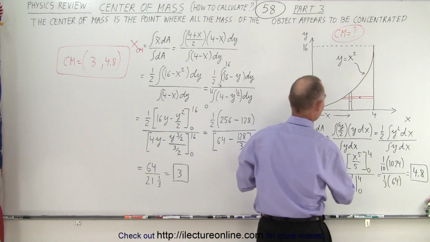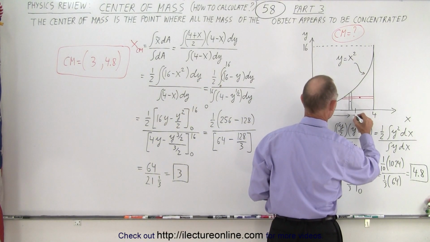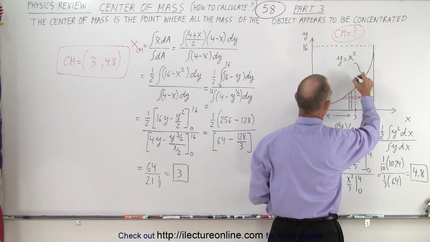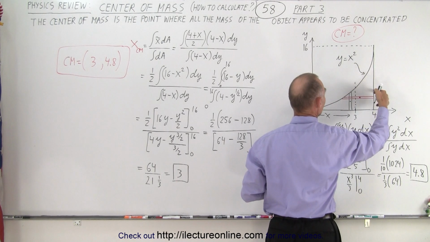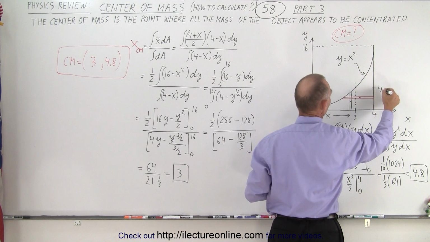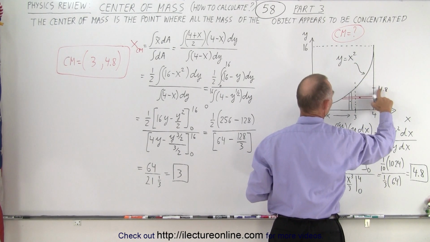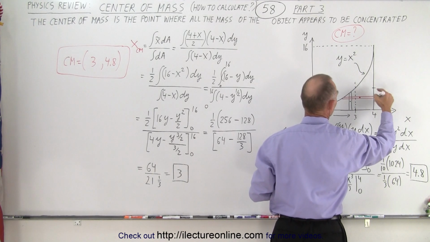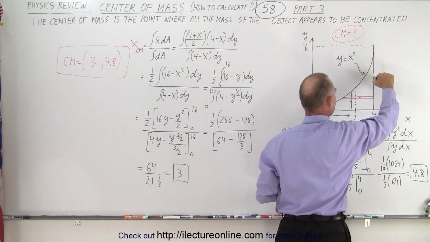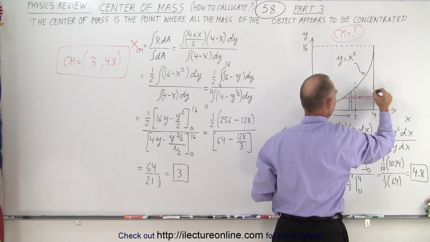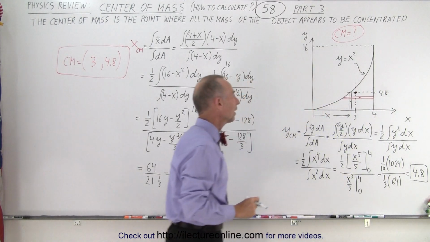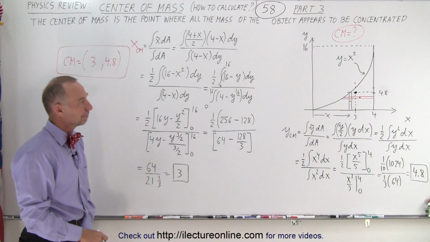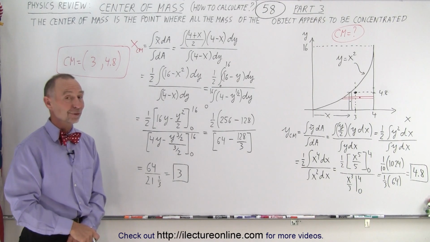Let's see if we can find that. 3 would be about here, so we draw a line up this way. And 4.8, if this is 16, then that would be 8. 4.8 would be about here, maybe a little bit lower than that. So that's 8, 4, 4.8, somewhere about there. So you can see that the center mass of that object is right about there. And that is how it's done using calculus.